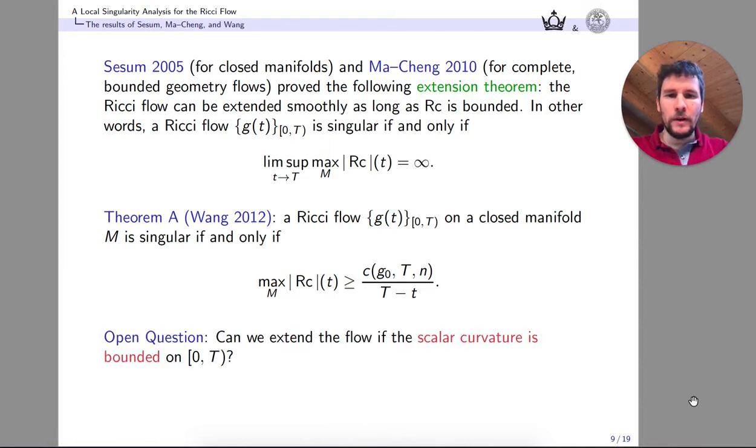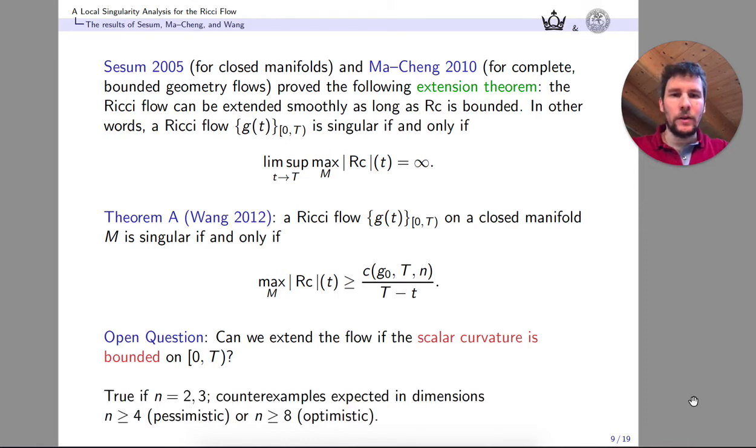Now an open question is, what can we say about scalar curvature bounded? So can we extend the flow if the scalar curvature is bounded uniformly on some time interval? And it is known that this is true if the dimension is 2 or 3. So in dimension 2, this is clear because the whole curvature tensor is fully determined only by the scalar curvature. In dimension 3, this is a bit more surprising, and it is due to what is called Hamilton-Ivey pinching.